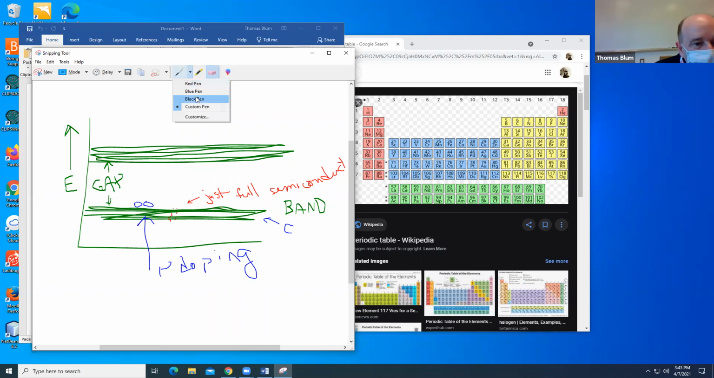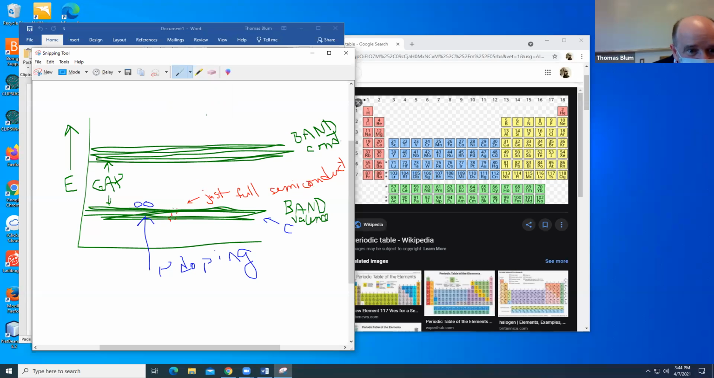This is the valence band, because that's where the last electrons are in that band. So we call it the valence band. And then this one up here is the conduction band. That's where you have to go if you want to conduct. Okay, so I need electrons up there if they're going to move in a semiconductor.